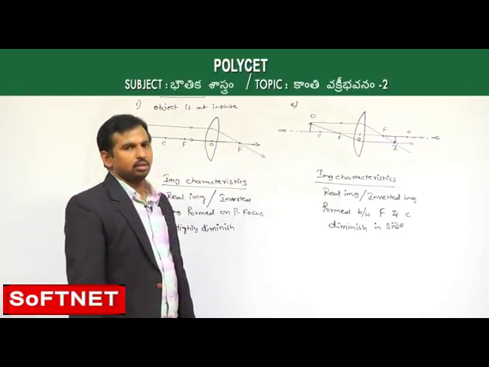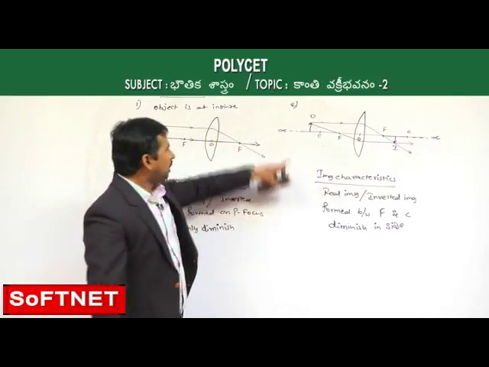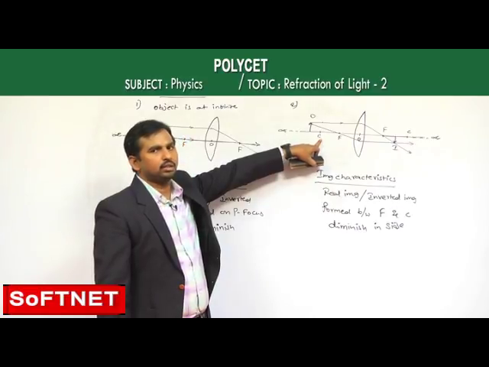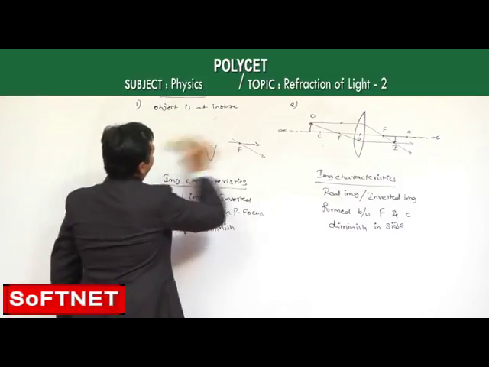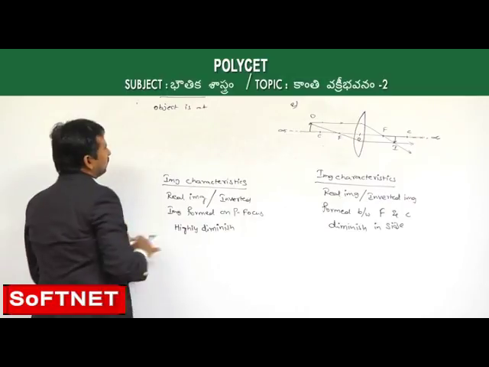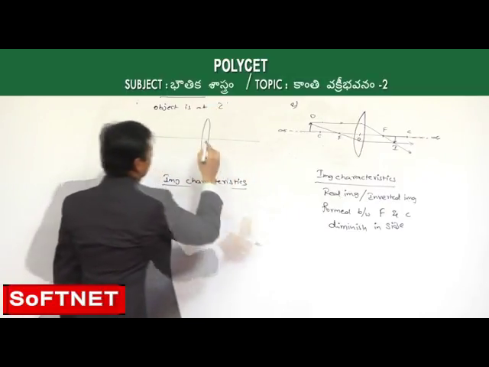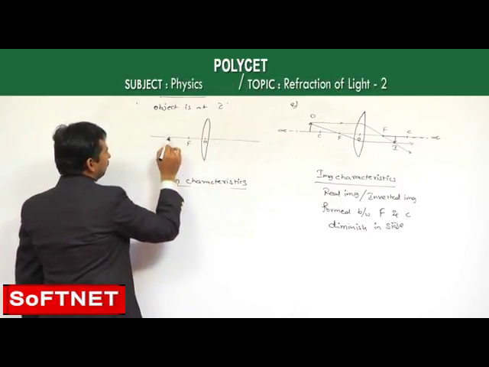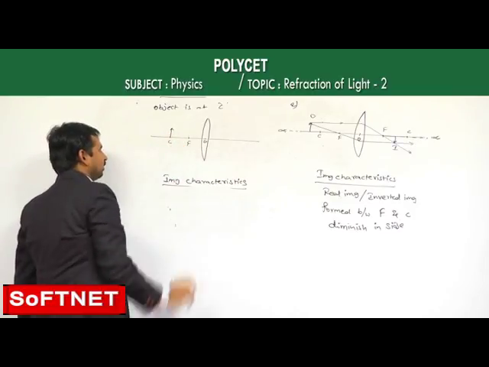Okay, like this. Now, if we come to the next case, the object was taken between infinity and C. Now we are taking the third case where the object is placed on the center of curvature. Okay, object is at center of curvature, like this. Now let us suppose this is F and this is C. Now we are taking the object on the center of curvature.